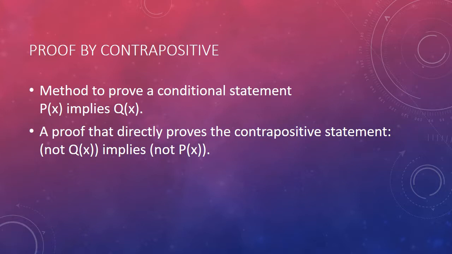Now at first glance, you might think this might not be any better than a regular direct proof. The advantage is that sometimes it's easier to start with not Q and lead to not P than it is the other way around. And so having both options available allows you to pick which one you think would be easier to do.